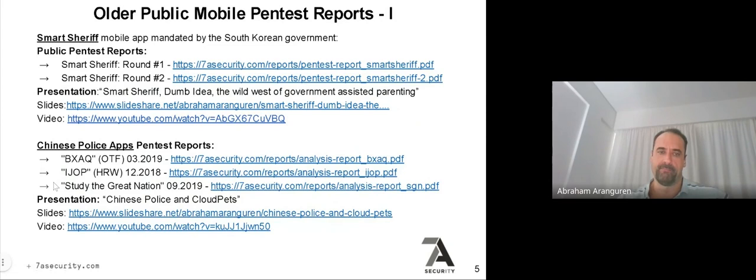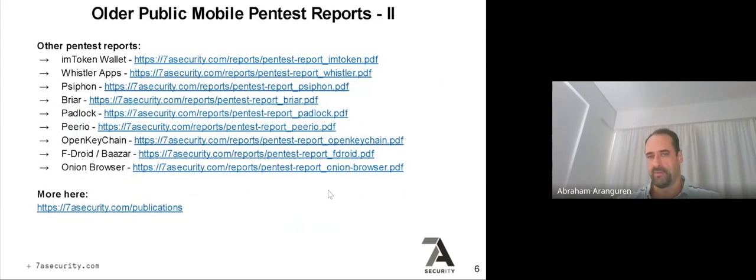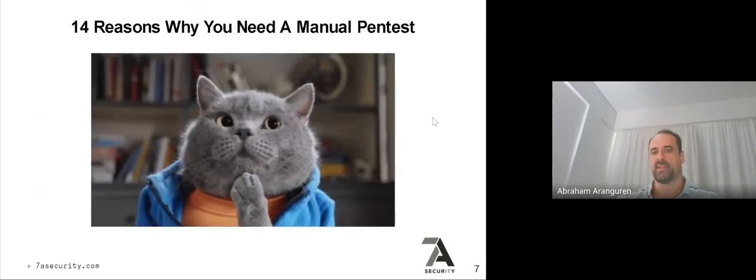This is about the applications that the Chinese use to control the small Muslim minorities in a region of China called Xinjiang. And then Study the Great Nation is a concept of granting you points the more you know about the great leader of China. And with those points, you can do cool stuff in China, right? So that's the idea of that. And cloud pets were some toys that we checked for security, and it was pretty bad, right? So that's all covered in that presentation. Anyway, there are a bunch of other public pen test reports. So yeah, let's jump into it.